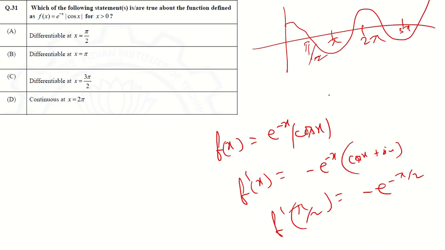So f(x) is differentiable at pi, 2 pi, 3 pi, and e to the power minus x and cos x both are continuous in R. So f(x) is continuous at x equal to 2 pi. It is the right option. And f(x) is differentiable at pi. B is the right option. At 2 pi, 3 pi also, but it is not differentiable at pi by 2 or 3 pi by 2. So B and D are the right options.